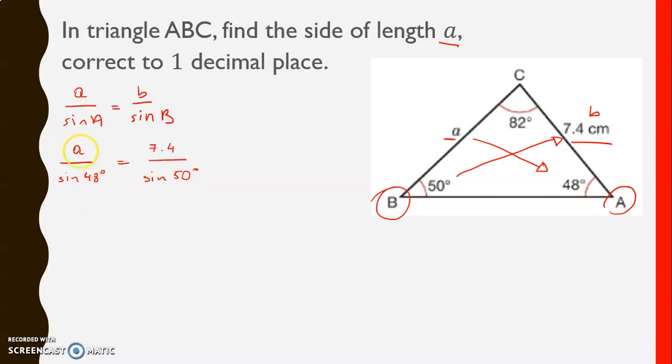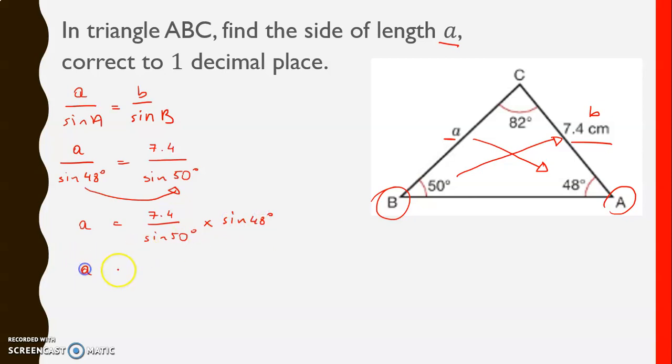Okay, now we have to rearrange. This is an equation. Okay, we have to make A the subject, so we need to get rid of everything on the left hand side that's not A. So we need to move this sine 48 to the other side. Here we are dividing by sine 48, so when we move it there it's going to be times sine 48. So A equals 7.4 over sine of 50 degrees times sine 48 degrees.